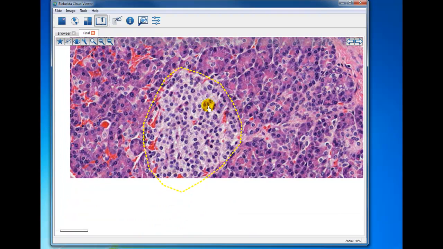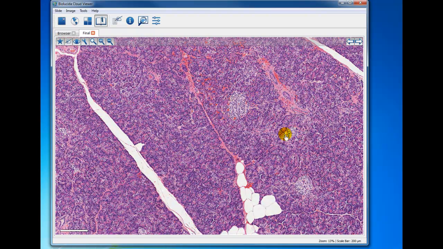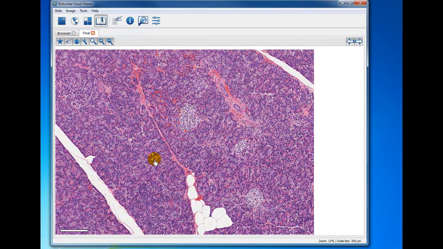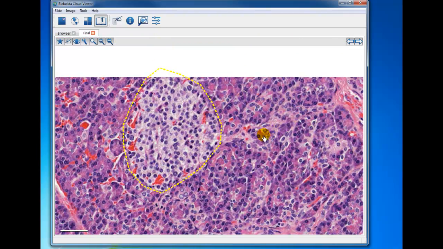But this area is entirely different. So I'm going to zoom out. Now I see more of them. I see one here and one here. I see some adipose tissue, some fat cells out here, the white fat cells. And so, well, this is the pancreas, and that's the islet.